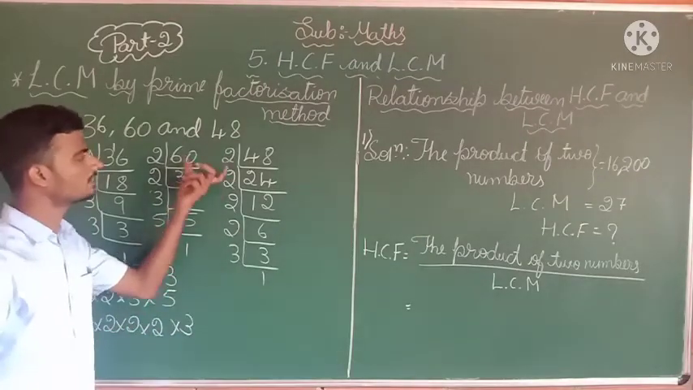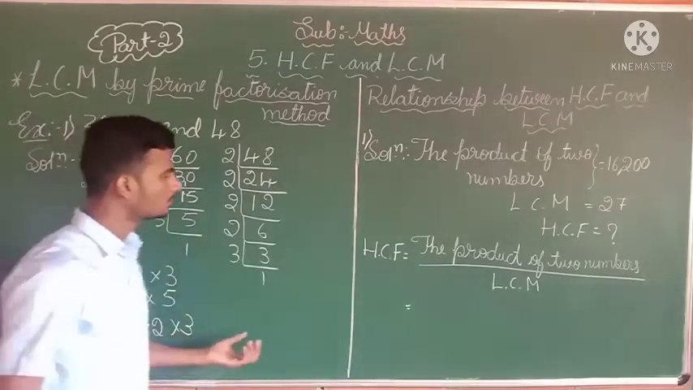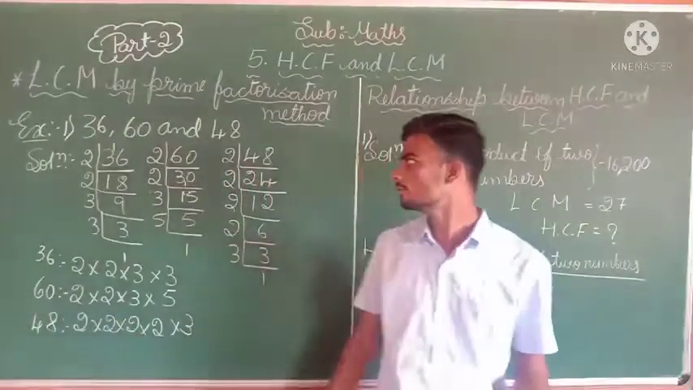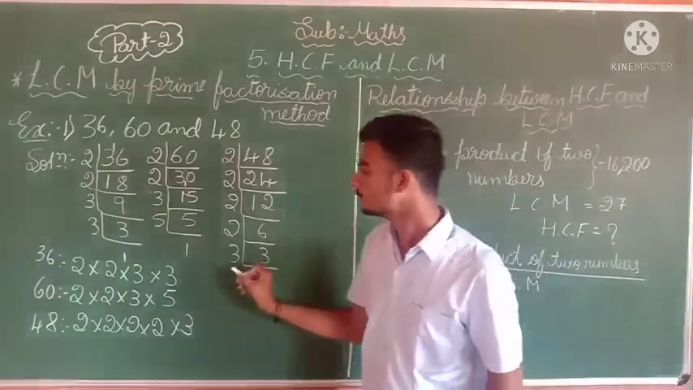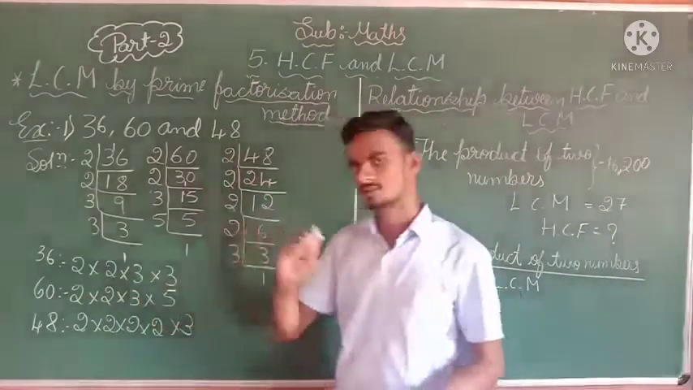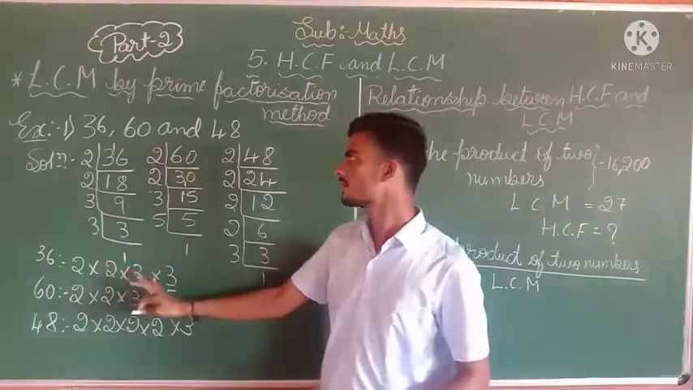You have to note down after completing the division method. You want to note down like this. Then after noting down all those, what we have to do next? Next you have to find the common numbers. Okay, you want to find the common numbers here.